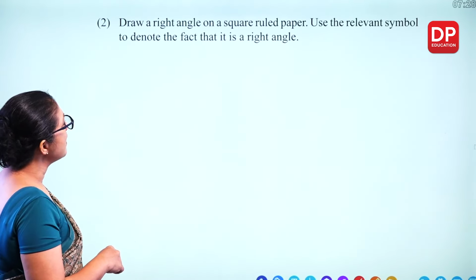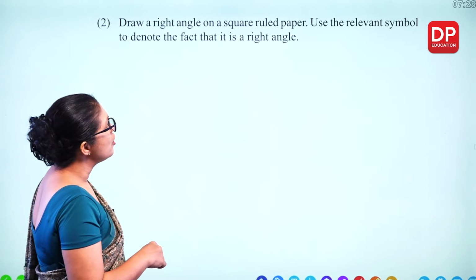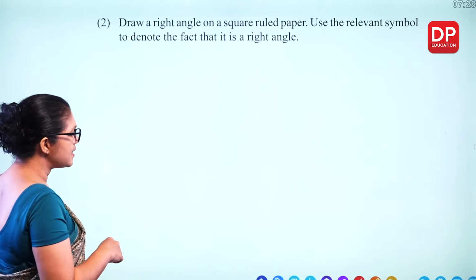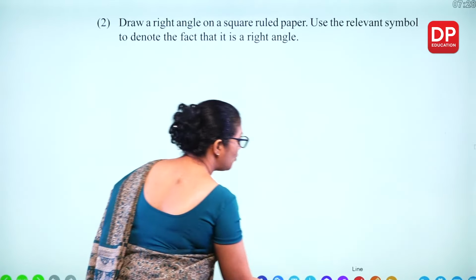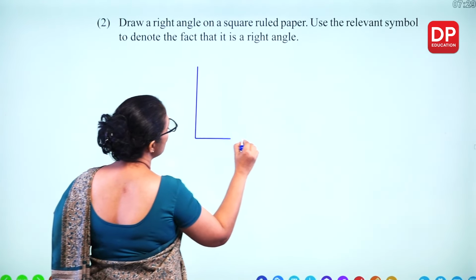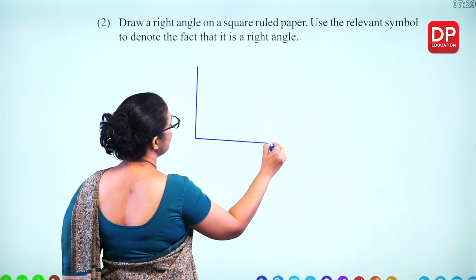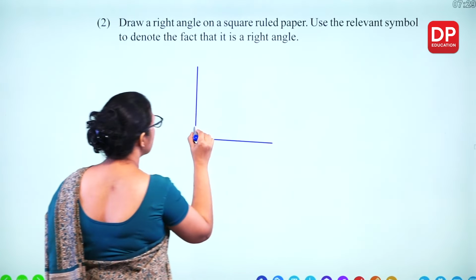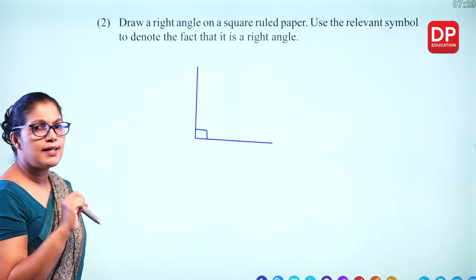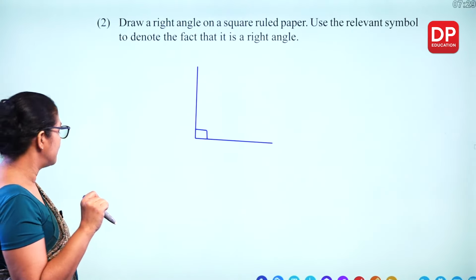Draw a right angle on a square ruled paper. Use the relevant symbol to denote the fact that it is a right angle. So what we can do? We can draw a vertical line and a horizontal line. And then we can mark like this to show this is a right angle.